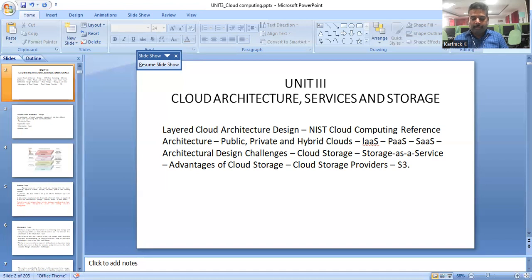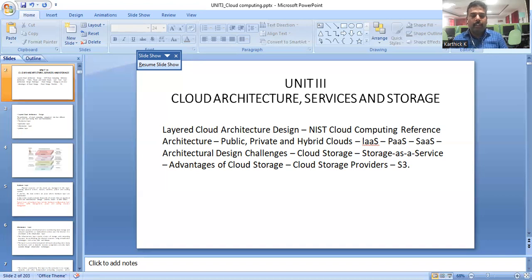All right. So we are going to see NIST cloud reference architecture. So we are seeing different types of architectures in cloud computing. One of the architectures is... so we'll see the first architecture, layered architecture design.